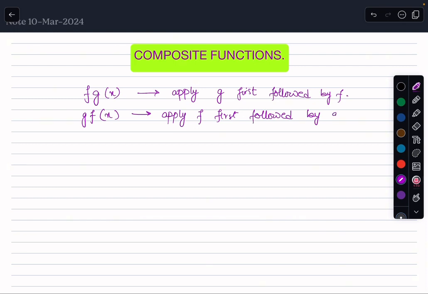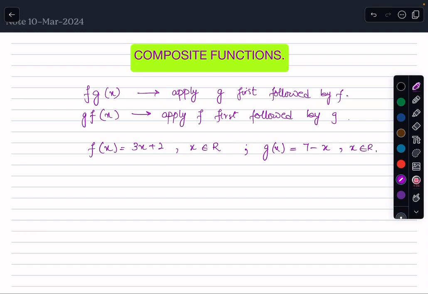So what does this composite function mean? Let's say f of x is equal to 3x plus 2, with the given condition that x belongs to all real numbers. And you are given another function, g of x, which is equal to 7 minus x, where again x belongs to all real numbers.